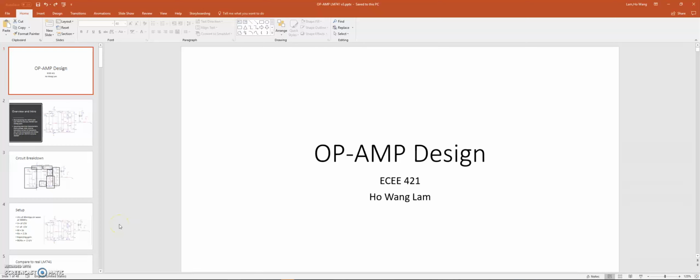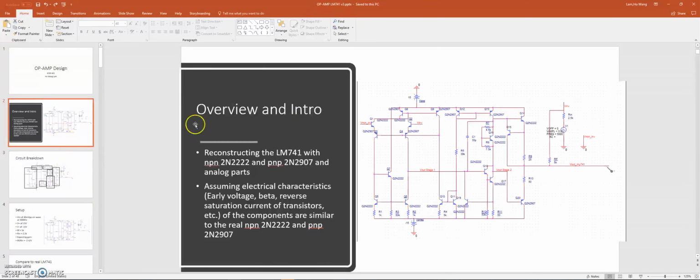Hello, I'm Hoang Lam. I'm going to present you my OPAMP design for the analog class.